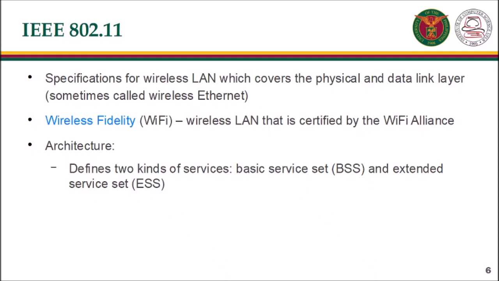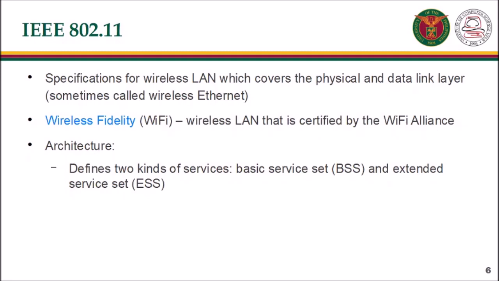IEEE has defined the specifications for a wireless LAN, called IEEE 802.11, which covers the physical and data link layers. It is sometimes called wireless Ethernet. In some countries, the public use the term Wi-Fi, short for wireless fidelity, as a synonym for wireless LAN. Wi-Fi, however, is a wireless LAN that is certified by the Wi-Fi Alliance, a global, non-profit industry association of more than 300 member companies devoted to promoting the growth of wireless LANs.